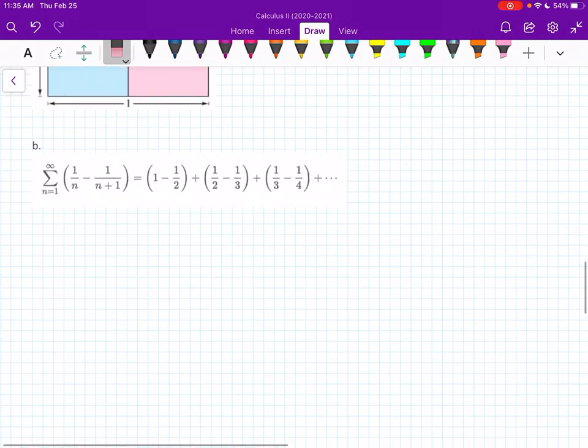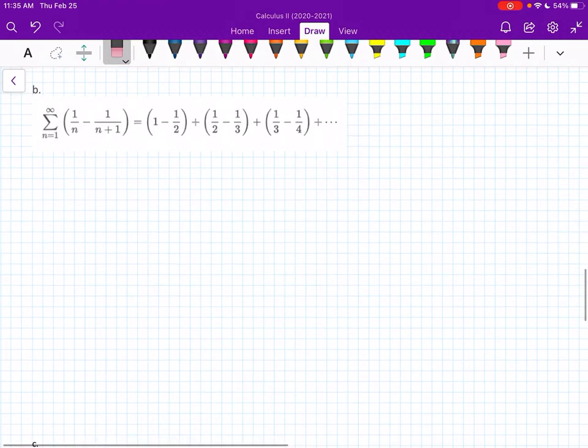All right, here's my next example. My next example is the series from 1 to infinity of 1 over n minus 1 over n plus 1. And so if I write this out, we notice that my first term is 1 minus a half. My second term is a half minus a third, and then a third minus a fourth. And so when I put these all next to each other, I can see that part of each term will cancel out part of the other term.